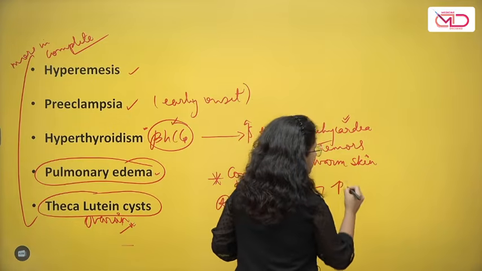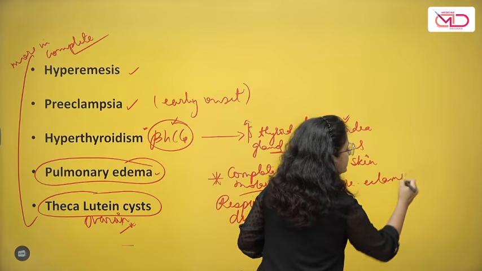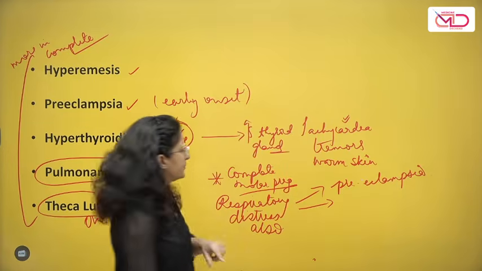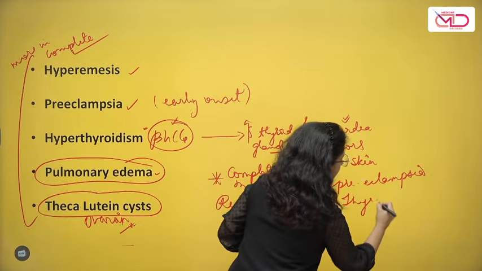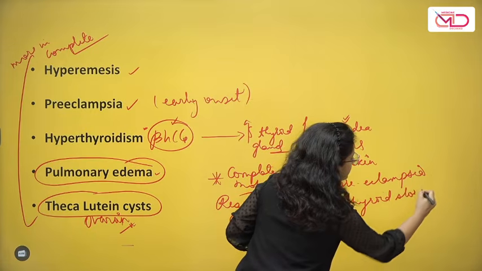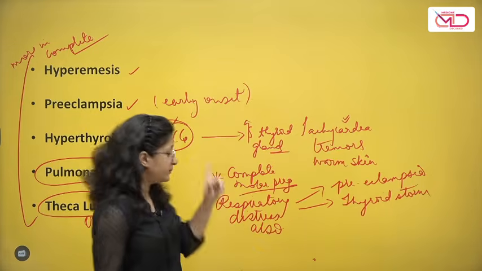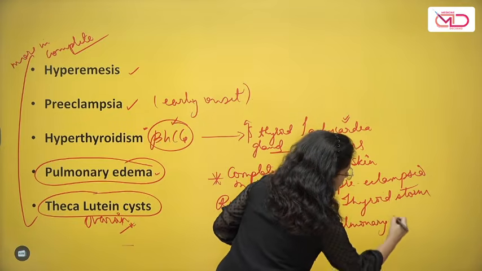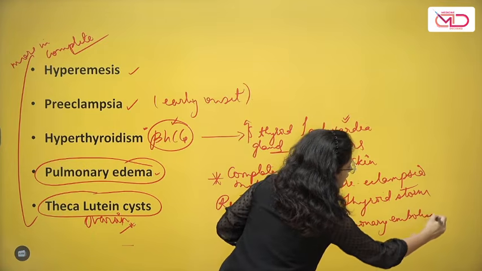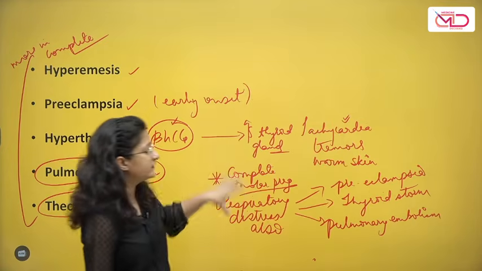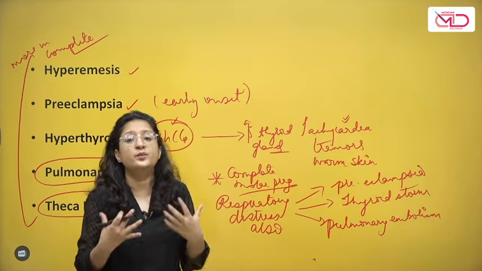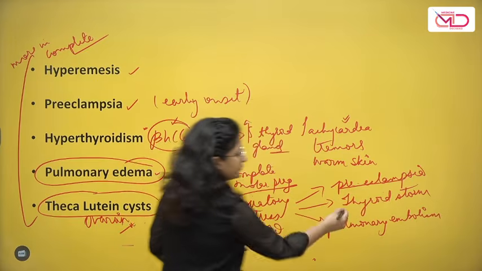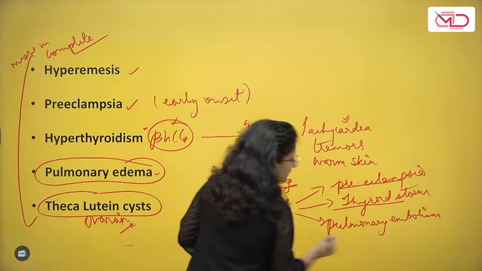think the possibility of preeclampsia. Think about the possibility of early onset preeclampsia. Think about the possibility of a thyroid storm. Think about the possibility of pulmonary embolism also. So do not forget that a woman with complete molar pregnancy, if she's having difficulty breathing, breathlessness, it could also be because of early onset preeclampsia. She could be having a thyroid storm and pulmonary embolism.